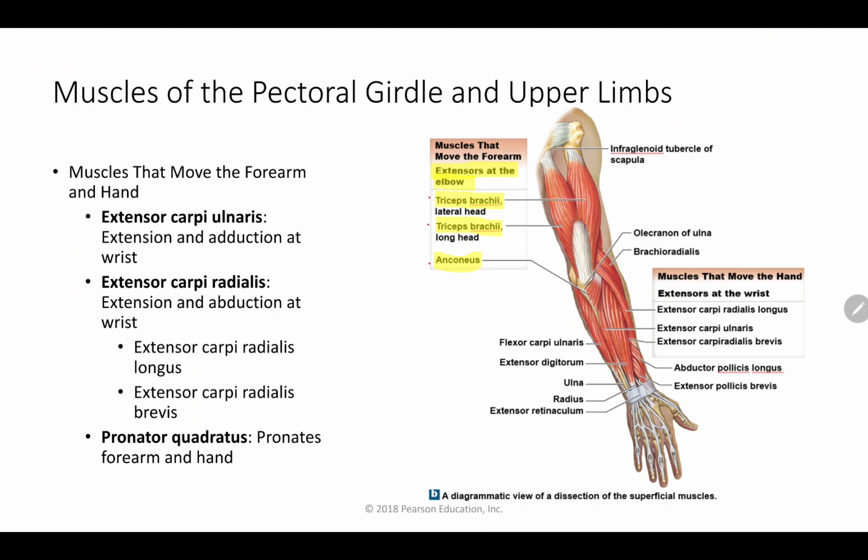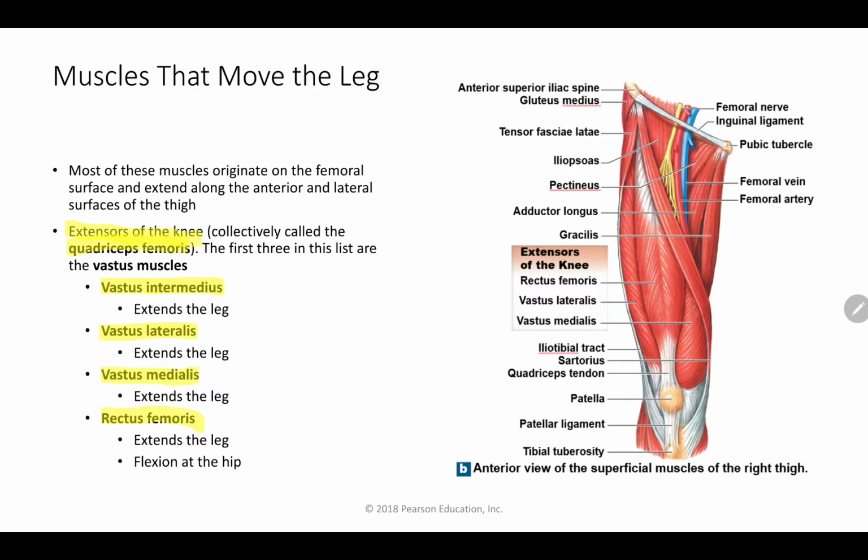Remember looking at the muscles that move the forearm and the hand, okay? I want you to remember the extensors at the elbow, right? These extensors at the elbow are going to be the triceps muscles and the anconeus muscle, okay? These are going to be the muscles that move the forearm and the hand, extensors at the elbow, right?